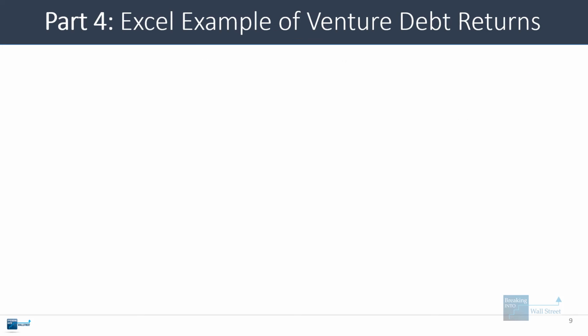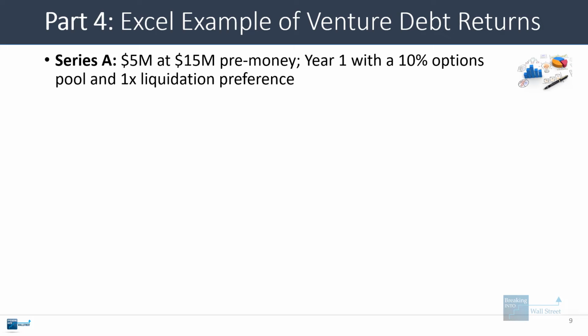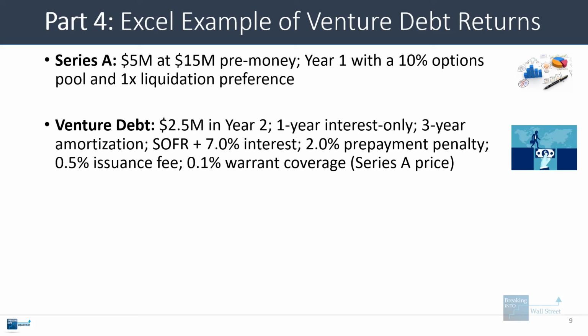So now let's go into the Excel example. And to set the stage, we're assuming a Series A for $5 million at a $15 million pre-money valuation, a 10% options pool, and a 1x liquidation preference. The venture debt is $2.5 million in year 2. So right after the Series A, there's a 1-year interest-only period, 3 years of amortization, and then the penalty fees, interest, and warrant coverage we went through before.